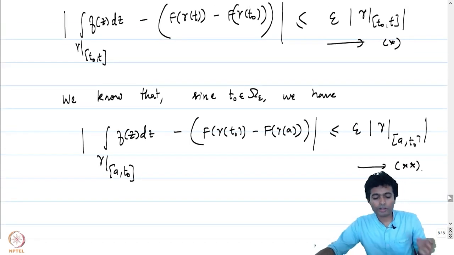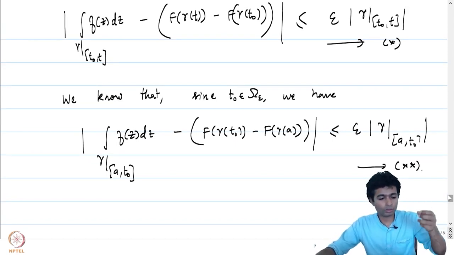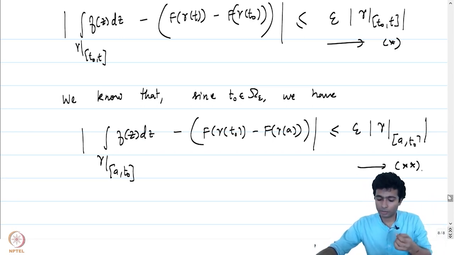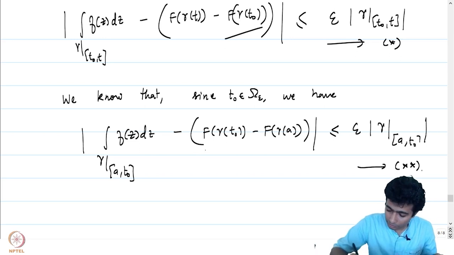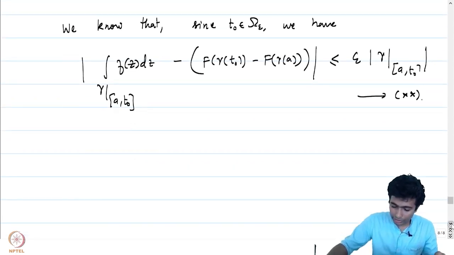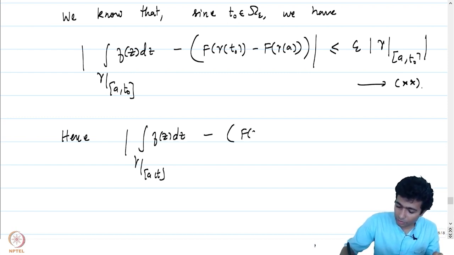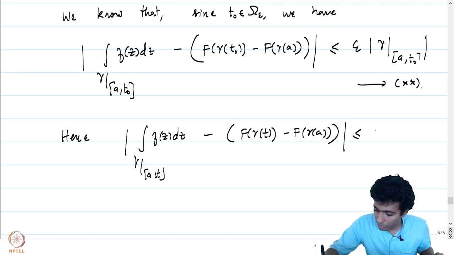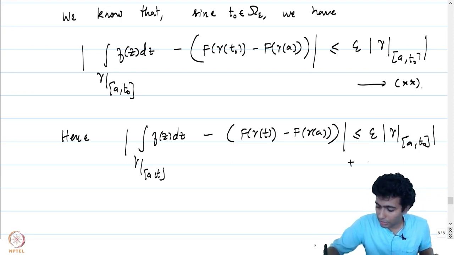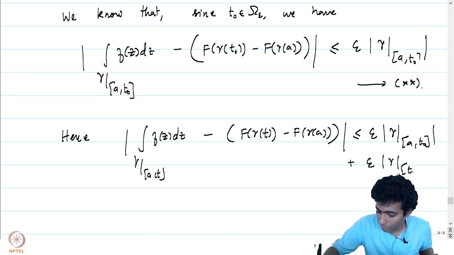So, notice that integral of f of z dz over gamma restricted to a comma t is equal to the integral of f of z dz over gamma restricted to a comma t naught plus gamma restricted to t naught comma t, the concatenation of these two curves. And also by introducing this term, we can finally conclude by using the triangle inequality. Hence, the integral over gamma restricted to a comma t of f of z dz minus f of gamma of t minus f of gamma of a is less than or equal to epsilon times the arc length of gamma restricted to a comma t naught plus epsilon times the arc length of gamma restricted to t naught comma t.